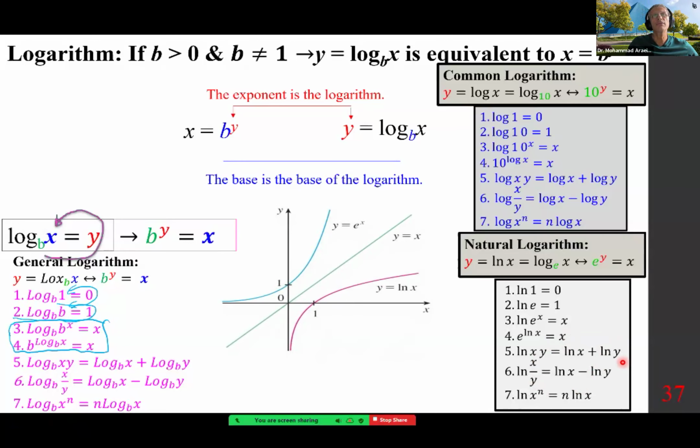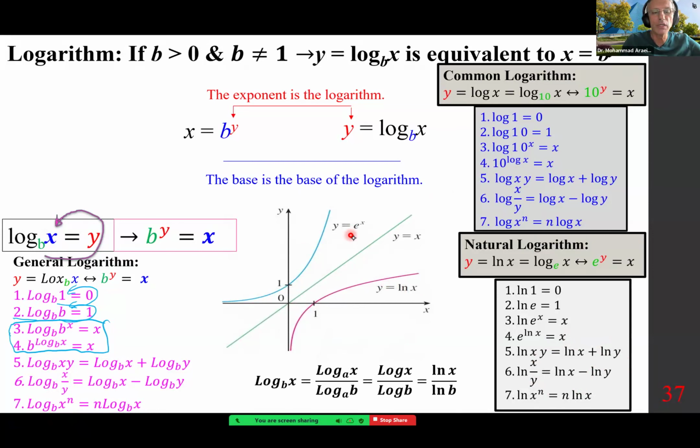We also have the graph for exponential and logarithmic functions, more specifically base e. They are symmetric with respect to the line y equals x because they are inverses of each other. y equals ln x and y equals e to the power of x.